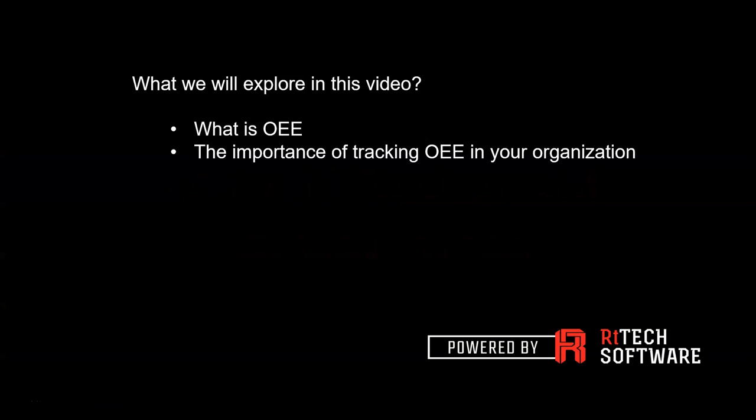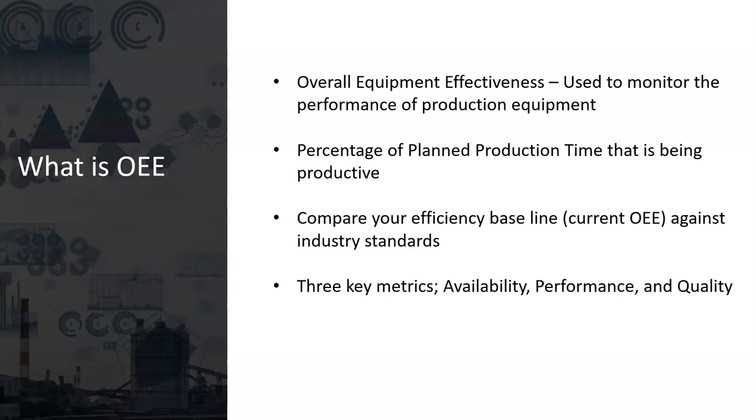In this video, we'll define overall equipment effectiveness, or OEE, and discuss the importance of tracking OEE in your organization. Of the many key performance indicators that exist as a means to monitor and analyze the performance of production equipment, overall equipment effectiveness, or OEE, may be the one most used for those in the production industry. OEE is a simple and practical analytic metric that is used to identify the percentage of planned production time that's being productive, actually outputting quality product.